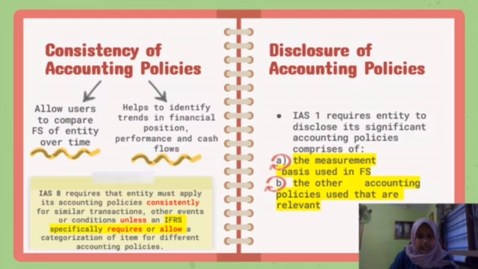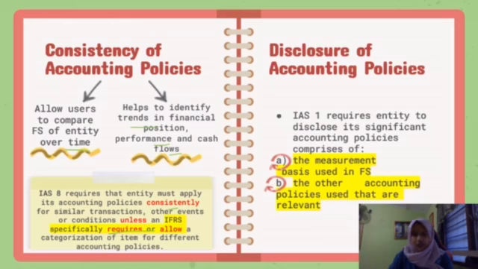Moving on to the consistency of accounting policies. It has two benefits. Number 1, consistency allows users to compare the financial statements of an entity over time. Number 2, it also helps to identify trends in financial position, performance, and also cash flow. IAS 8 requires an entity to apply its accounting policies consistently for similar transactions, unless an IFRS specifically requires or allows categorization of items for which different accounting policies may be appropriate.